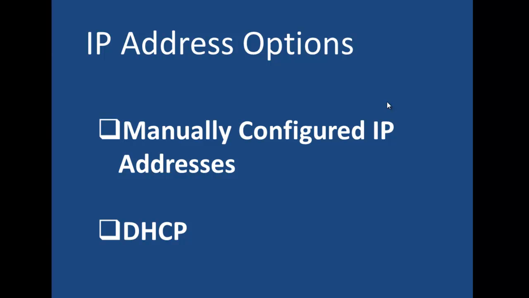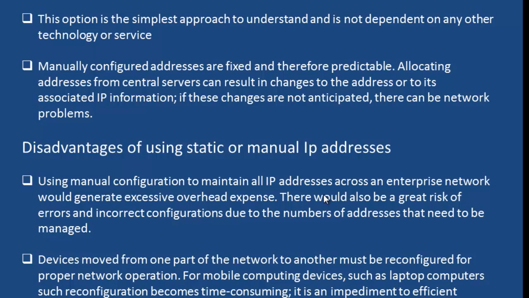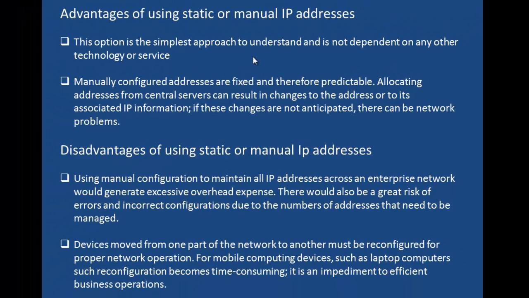We're going to look at manually configuring the IP address, and we're going to look at configuring the address using a DHCP server, which is a server that gives out IP addresses automatically. The first one we're going to look at is configuring the IP addresses manually. Now, when we configure an IP address manually, we actually go into the settings of the network card and we type the address of that computer.